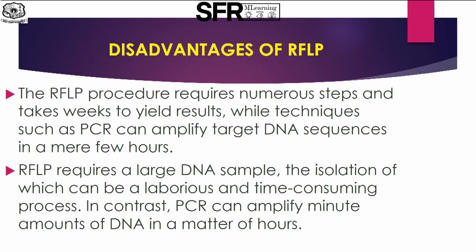Disadvantages of RFLP. RFLP requires large DNA samples for the isolation and separation of the desired fragments, and it is also a time-consuming process. In contrast, we can use the PCR technique. We need only small fragments of DNA, and it is a less time-consuming process. So now RFLP has been replaced by PCR. The RFLP procedure also requires numerous steps and takes weeks to yield a result, while with techniques such as PCR, we can easily amplify the target sequences within a few hours.